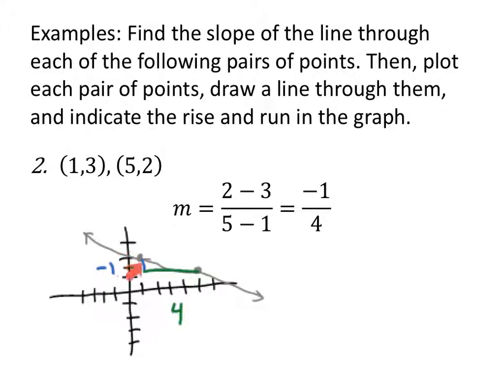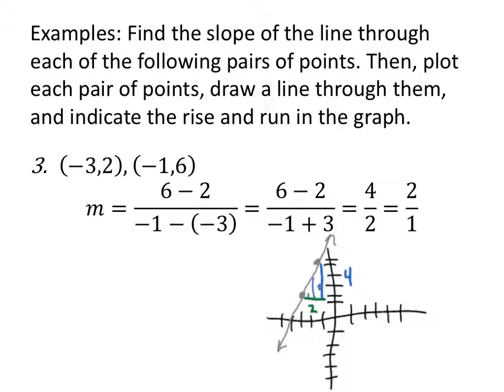For (1, 3) and (5, 2), I'm going to subtract 2 minus 3, 5 minus 1. 2 minus 3 is a negative 1, 5 minus 1 is 4. What did I do? I went down 1 and to the right 4. That's exactly my slope, and it matches up with my graph.